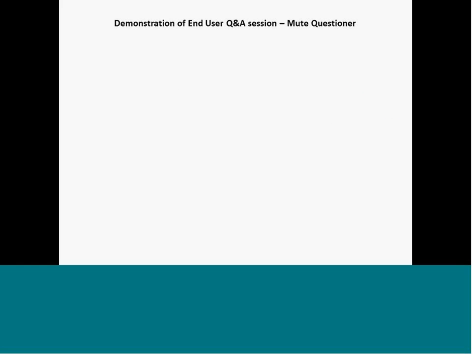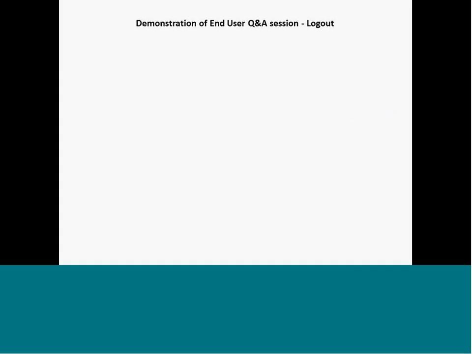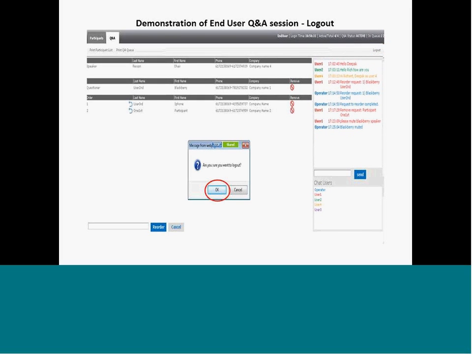And third, the end user can request the operator to mute or unmute the live questioner. To do this, the user will need to send a text message in the chat window. The operator will mute the questioner and then can also unmute if required. And to log out, click on the icon shown and then click OK.